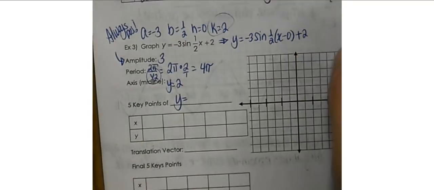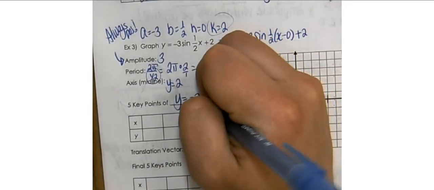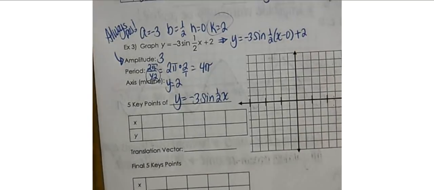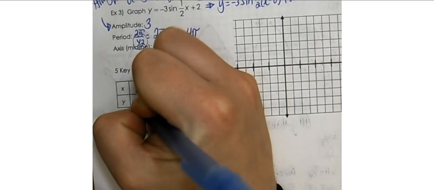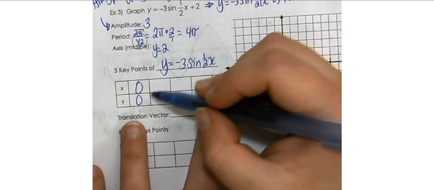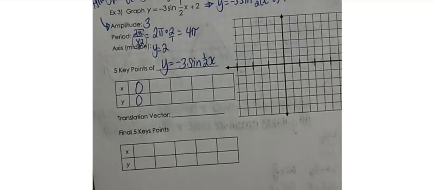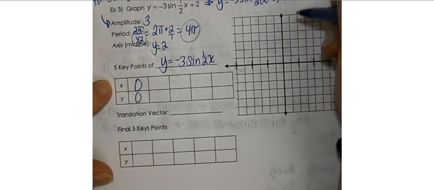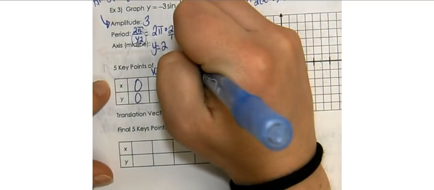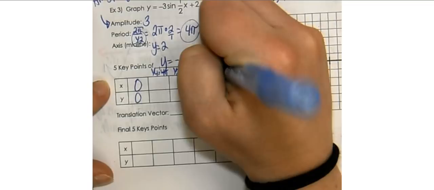And we're going to start off by graphing the 5 key points of our basic function of y is equal to -3 times the sine of 1/2 x. So I'm going to identify my ordered pairs. Since it's sine, I'm going to start at 0, 0. Sorry, excuse me, I'm going to identify my x values first. My x values are going to be based on my period. So I'm going to go 1/4 times 4 pi, 1/2 times 4 pi, 3/4 times 4 pi, and 1 times 4 pi.